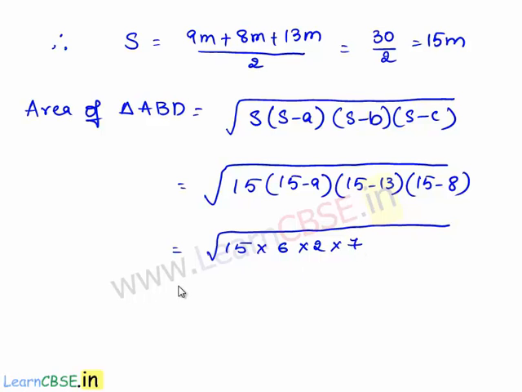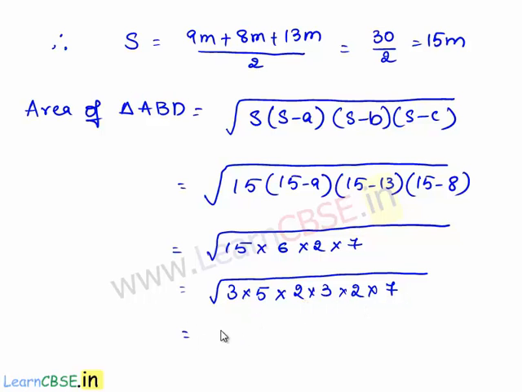7, which is equal to square root of 15 can be written as 3 times 5, 6 can be written as 2 times 3 times 2 times 7. Since 3 times 3 is 3 square and 2 times 2 is 2 square, so we can bring out 3 times 2 from the square root and we are left over with square root of 5 times 7. So which is equal to 6 times square root of 35 meter square.